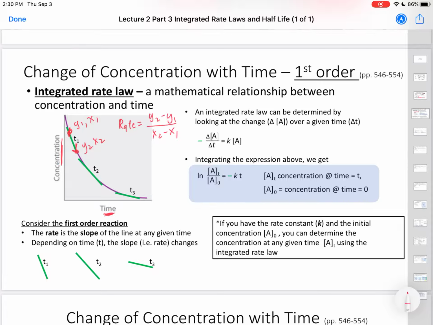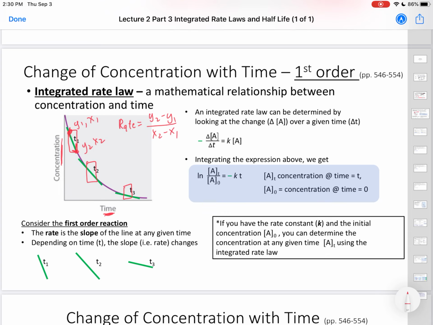And you did this in the beginning of the chapter. You said, what is the concentration over time, right? And you found the rate at this little interval or this little interval or this little interval, okay? But the integrated rate law allows you to calculate the concentration at any of these times with one equation, okay?